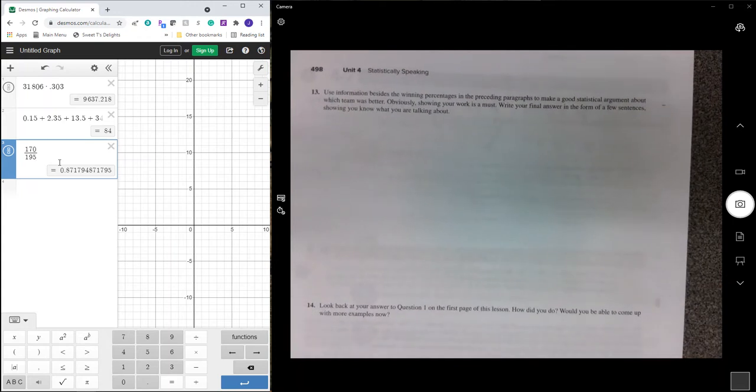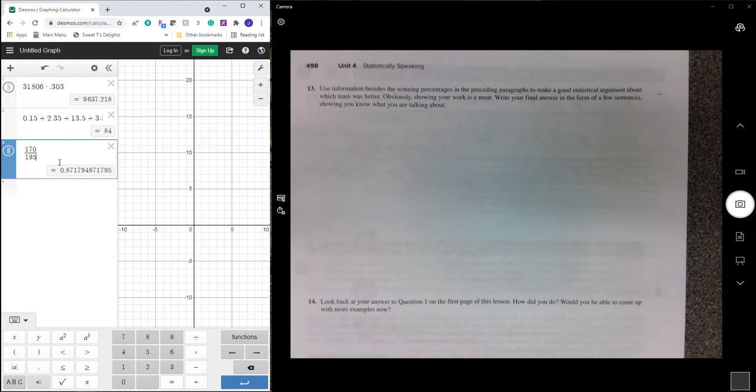Now we come to the back here. It says use information besides the winning percentages in the preceding paragraph to make a good statistical argument about which team was better. Obviously, showing your work is a must. Write your final answer in the form of a few sentences showing you know what you are talking about. So we would be looking at using z-scores for both of these years. Let's go through the z-score formula.